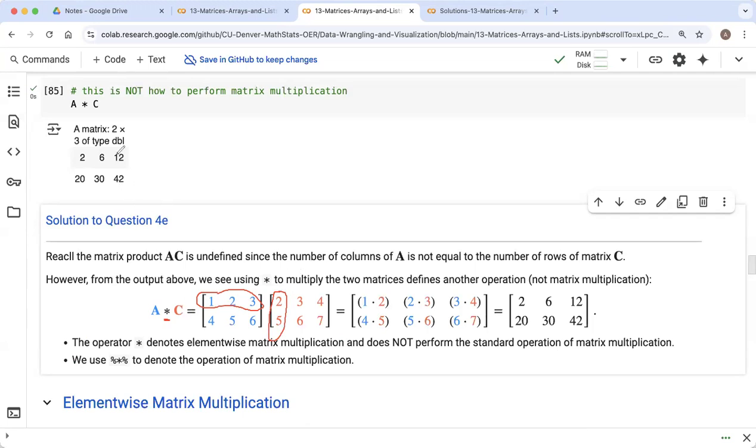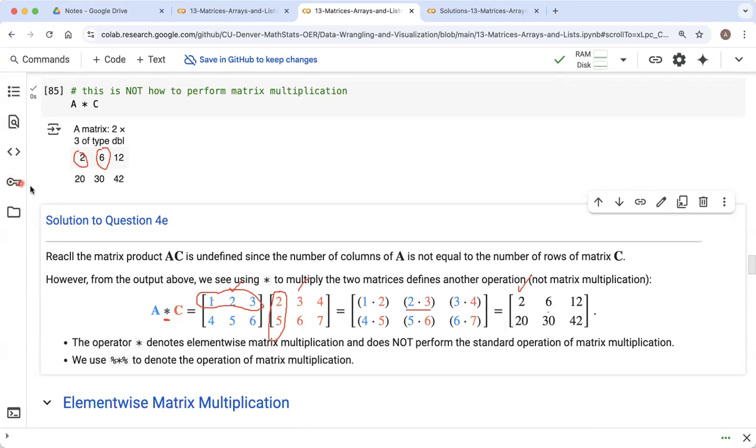And what I can see is the first value in my output is 2. That's what I get if I take the first element of matrix A in row 1, column 1, and multiply it by the entry in the same position in matrix C. So I take 1 times 2, and that gives me the 2. To calculate this next value, 6, that came from taking the 2 and the 3, taking their product, 2 times 3, that gives me 6.